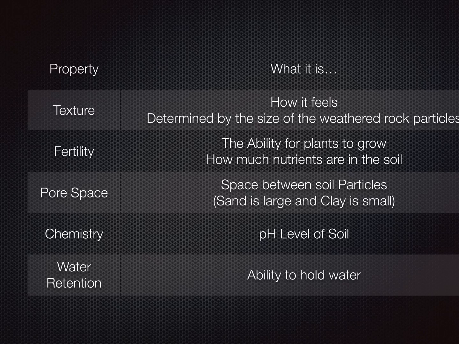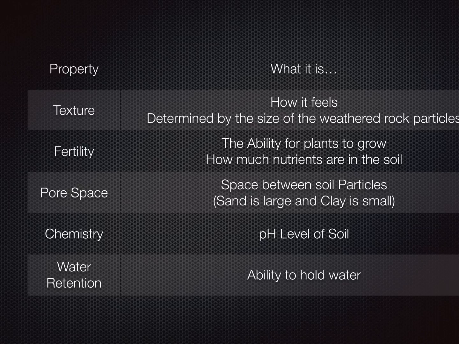Fertility is the ability for plants to grow there and how much nutrients are in the soil. Those two things are related. If there's a lot of nutrients in the soil, plants will have a high fertility rate, meaning they will be able to grow there well. If there's not a lot of nutrients in the soil, plants will not be able to grow there well, and they'll have low fertility.